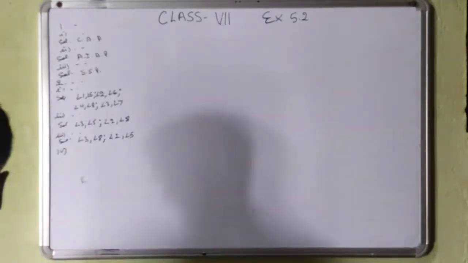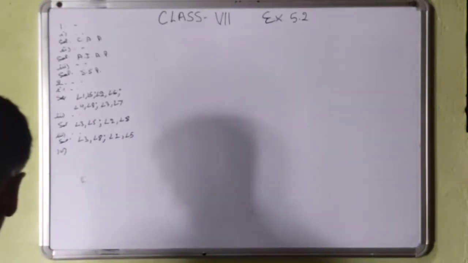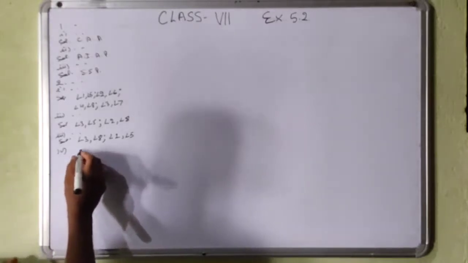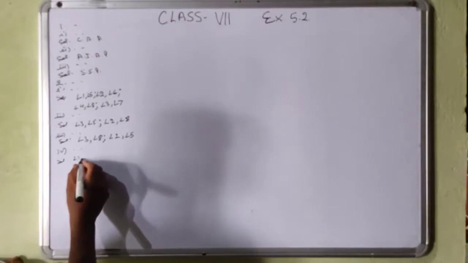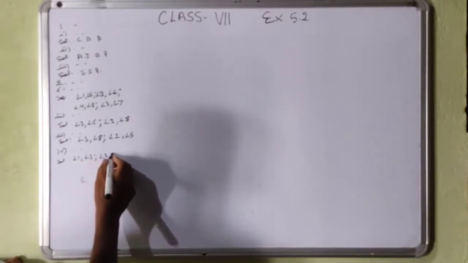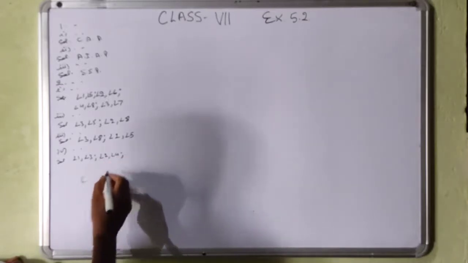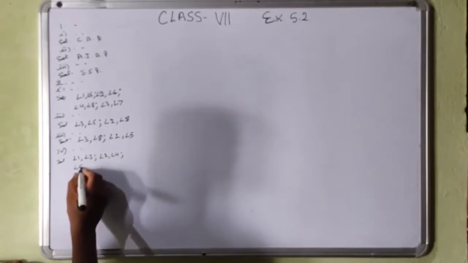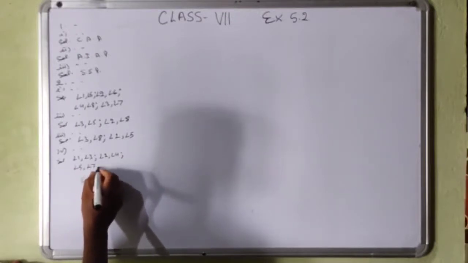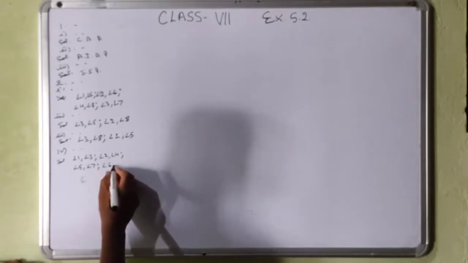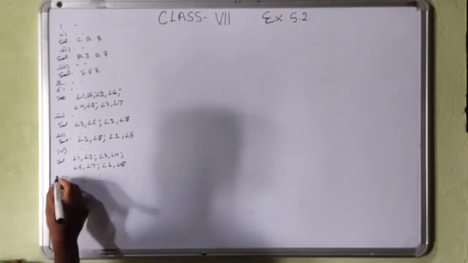Fourth part, the vertically opposite angles: angle 1 and angle 3, angle 2 and angle 4, angle 5 and angle 7, angle 6 and angle 8.